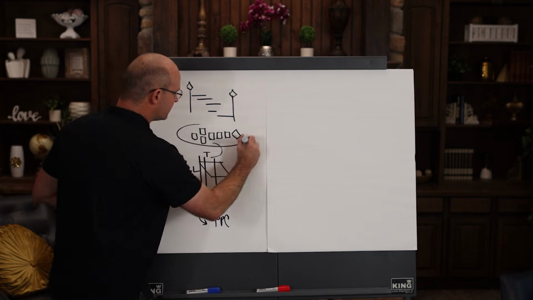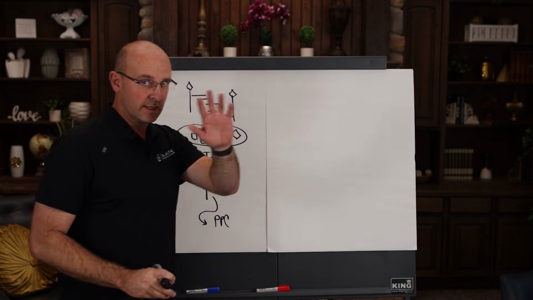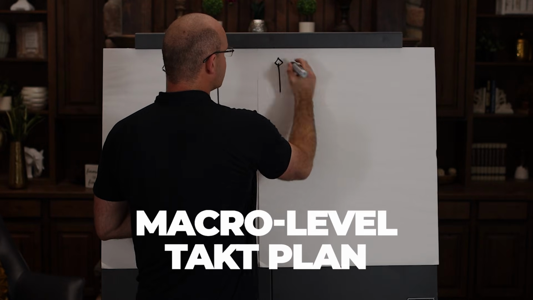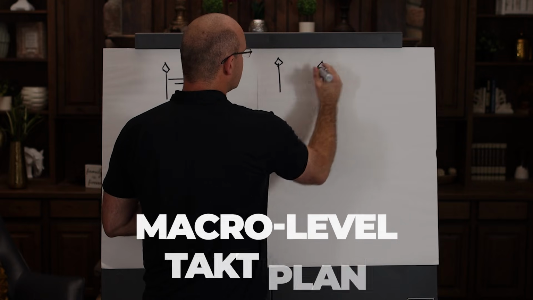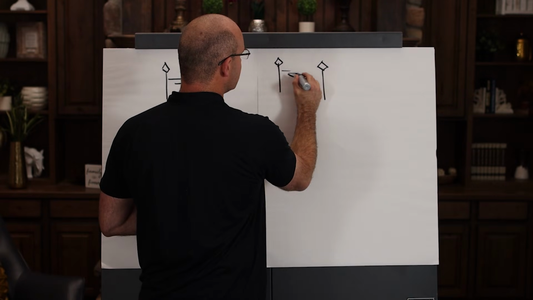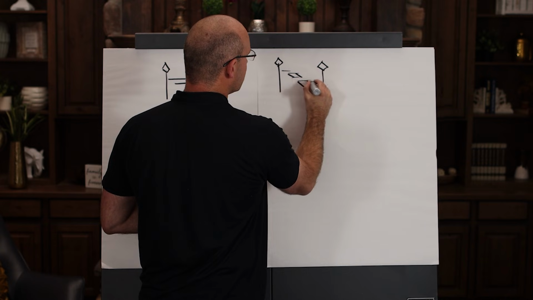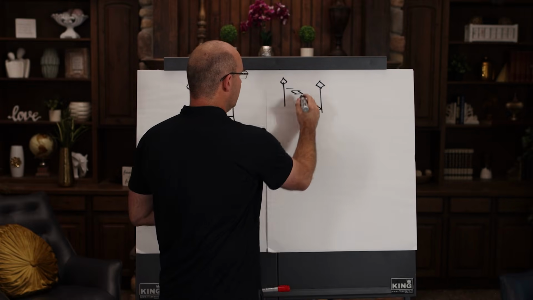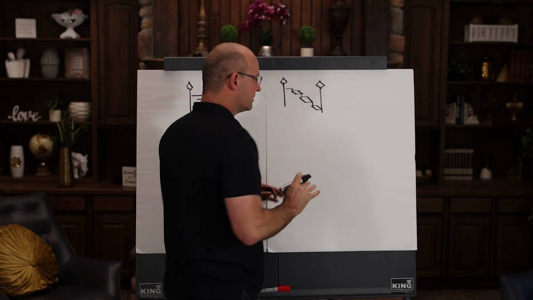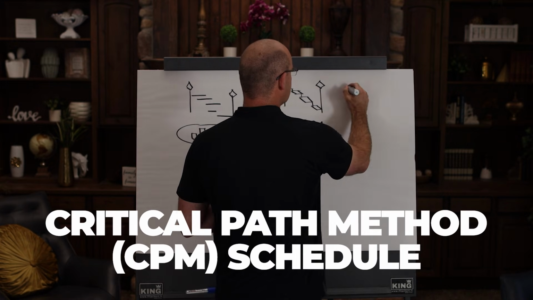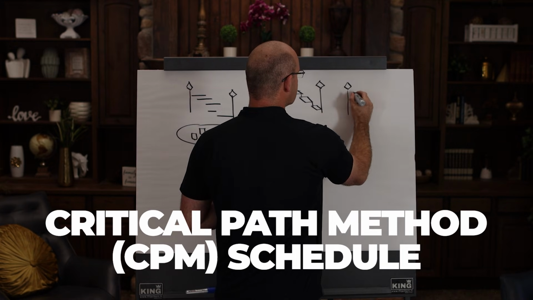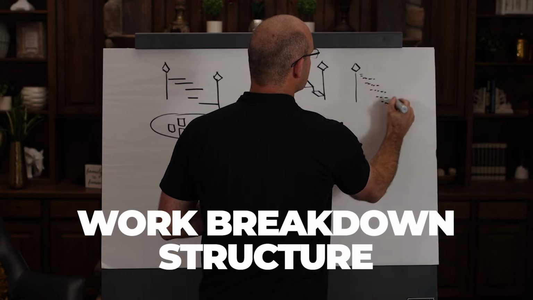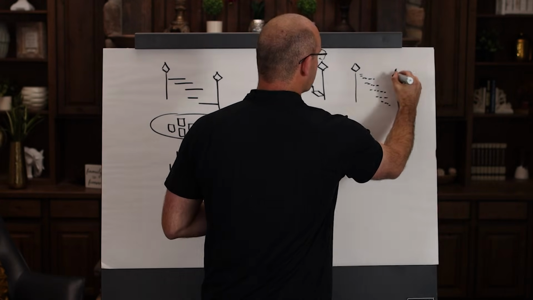So this video is specifically talking about this, and I'm assuming that you already have a macro level Takt plan, which looks typically like this. You'll see these little beautiful parallelograms inside a strategic plan like that. And you'll see interdependence ties. So that's beautiful. If you have a CPM schedule, you're more at risk because the milestones inside the work breakdown structure will not be aligned properly in most cases.